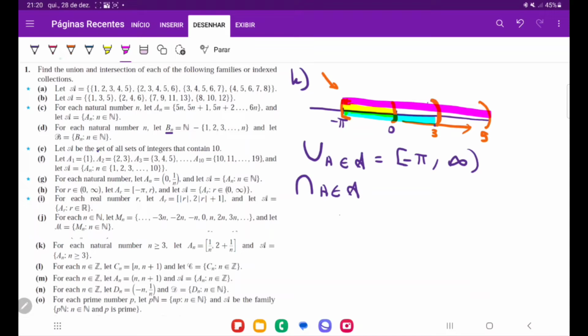But either way, all of them are going to have this chunk here in common. So we can say that the intersection begins at negative pi included and ends at 0 excluded. So that's it for item H. Now we want to do item I.